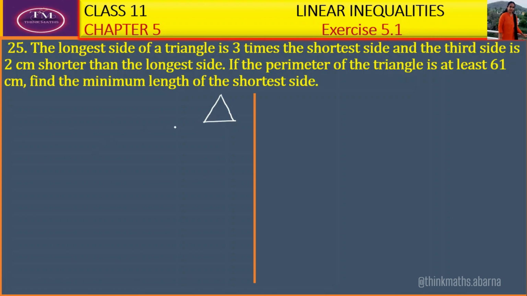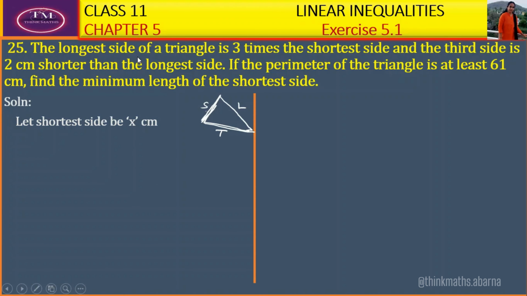One will be longer. So this says one side is longer. Let me draw the longer side this way. So this is the longer side, let us take this as the shorter side, and this is the third side. The longest side is 3 times the shortest side and the third side is 2 centimeters shorter than the longest side. So it is related to the shortest side and the longest side. Now let us assume the shortest side as x.